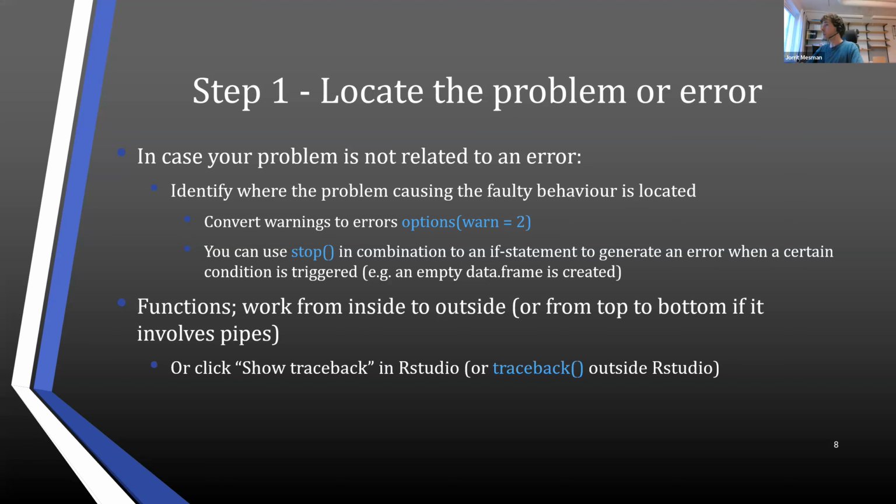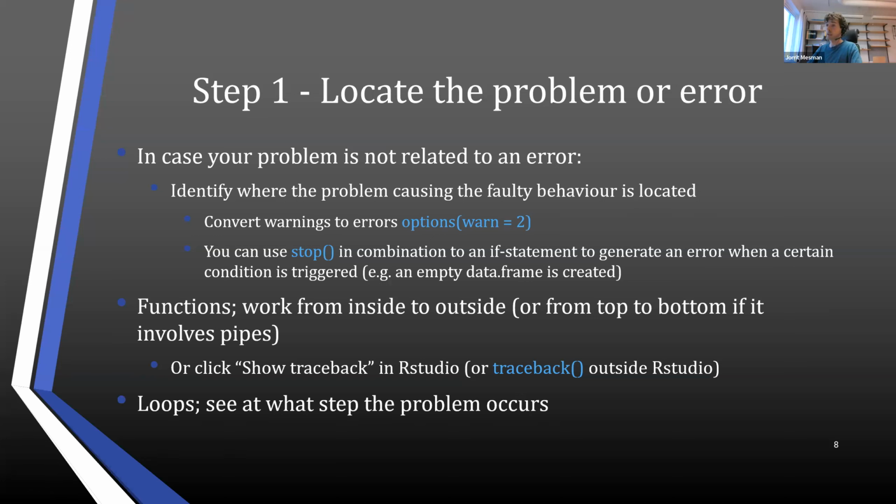If you work with multiple functions that are called, for example, you want to round the result of a square root that you have in there, I would advise to work from the inside to the outside. So first you try to see what the square root function gives you, then you try to see what the round function does. And if you use pipes with tidyverse packages, that means you would work from top to bottom. And as I said before, in RStudio, if you get an error, you get a button with show traceback, and that will show you what function is actually causing the problem, which is maybe a faster way of discovering it.